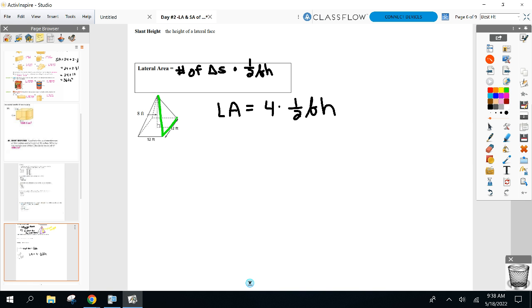So I'll take this one right here. What's the base? I already know. It's labeled. What's the base? Okay. 4 times 1/2 times 12. Can I use the 8 as the height? No, that's the height of the pyramid. I'm trying to find the height of that face right there, which is called my what? Slant height.